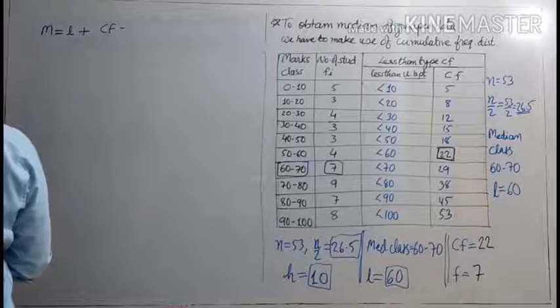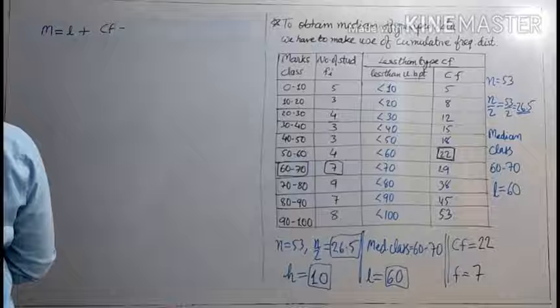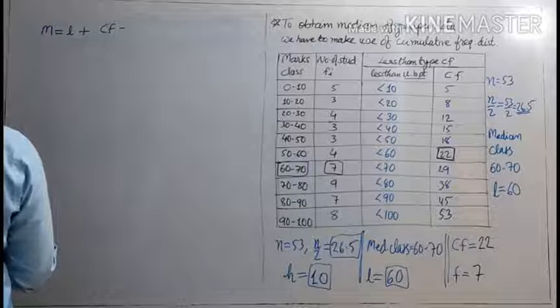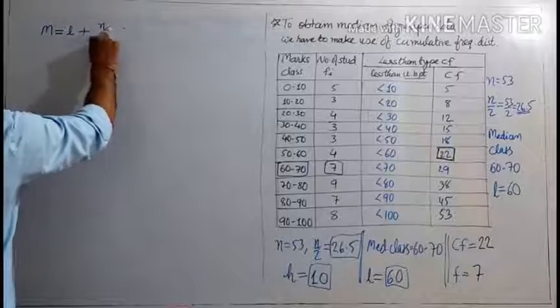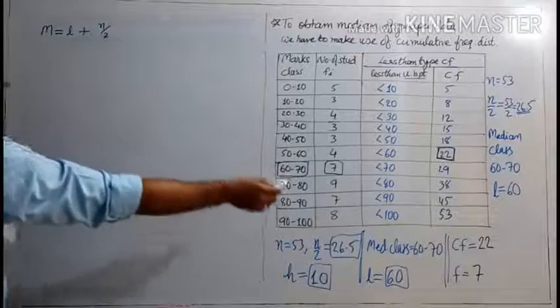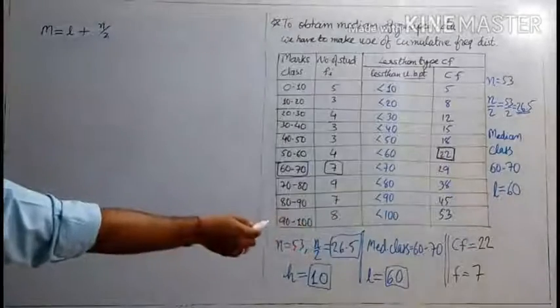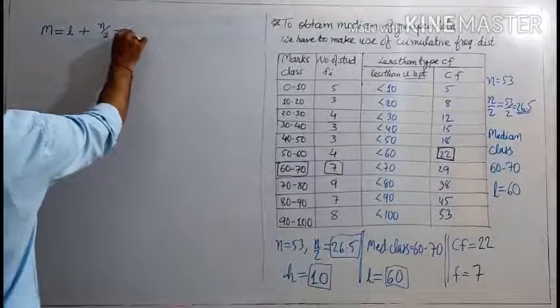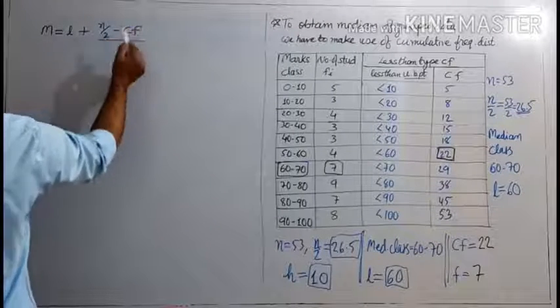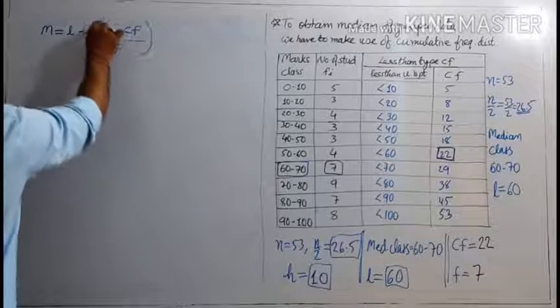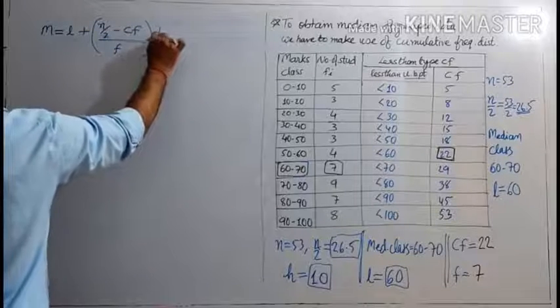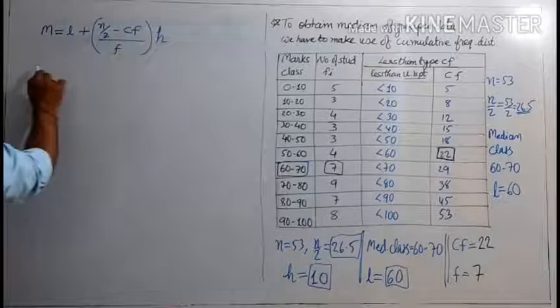Okay, the median is equal to the lower limit plus N by 2, which we have discussed here, N by 2 minus cumulative frequency, divided by frequency, multiplied by class width. So this is the formula.